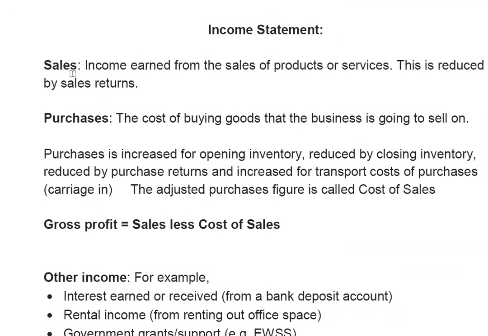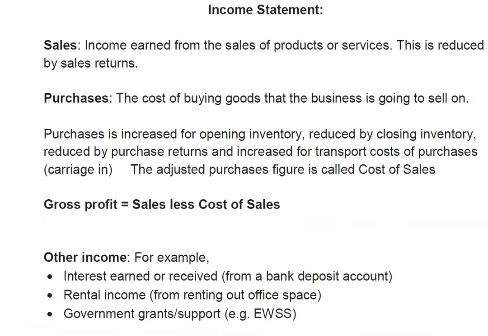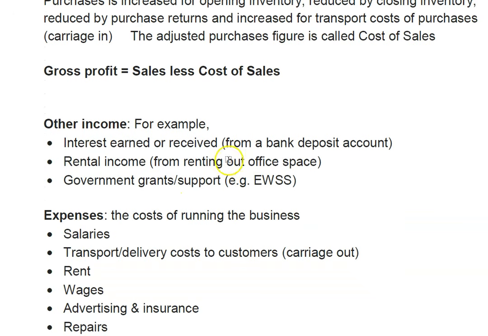So in our income statement, we're looking for a sales account or revenue account. The next few items in the format for the income statement, or statement of profit and loss, is cost of sales, and cost of sales is made up of purchases, and purchases gets adjusted for these items here. Sales less cost of sales gives us gross profit. Then we add other income, and the other income will all be on the credit side of the trial balance. We look for interest earned or received, things like rental income or government grants or support, such as the employee wage subsidy scheme, which was given to companies during the COVID crisis.